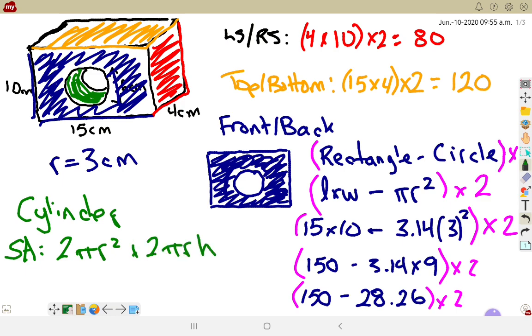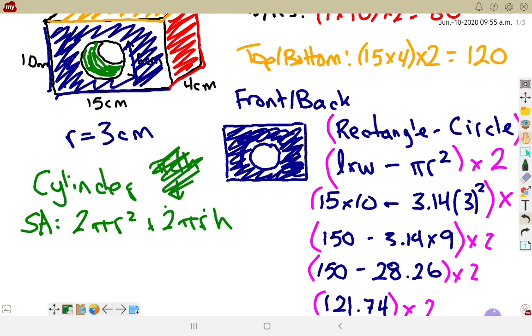Now, you might be working with this part instead of 2 pi r h, you might remember it as pi d h, and that's because 2 times the radius is the same thing as the diameter. I like to work with 2 pi r squared and 2 pi r h because it's just nice to have that 2 pi r for the starting points for both. That's just a personal preference.